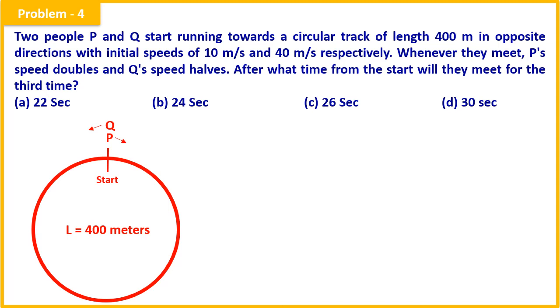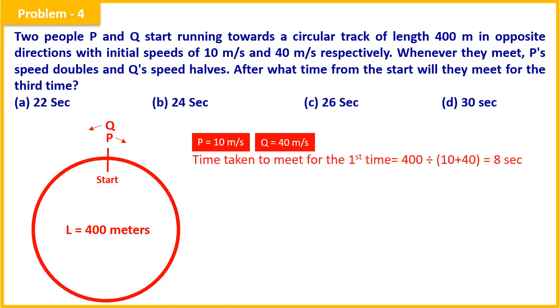What is the initial speed of P and Q? 10 and 40. So the time required to meet anywhere on the track will obviously be equal to the length of the track, that is 400 meters, divided by their relative speed. Now the relative speed will be the addition of their speeds because they are running in opposite directions. So that comes out to be 8 seconds. Now whenever they meet, what happens? P's speed doubles and Q's speed halves. So after the first meeting, P's speed becomes 20 meters per second and Q's speed becomes 20 meters per second after reducing.